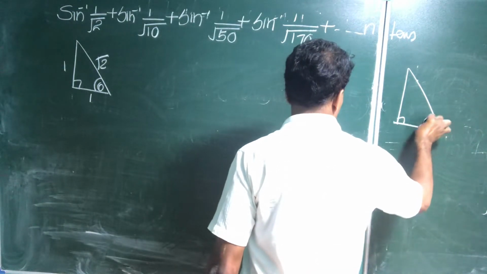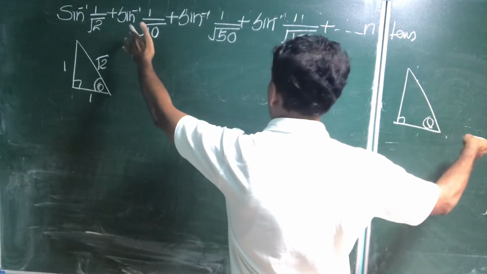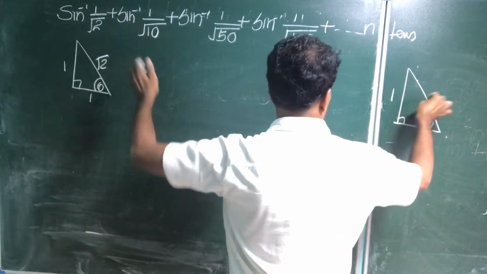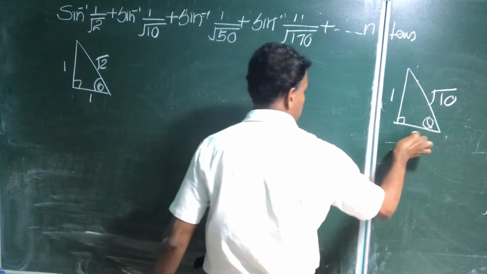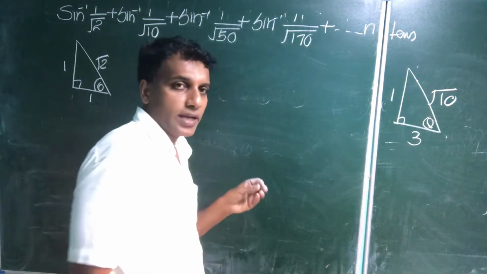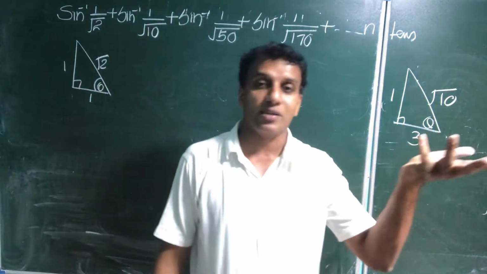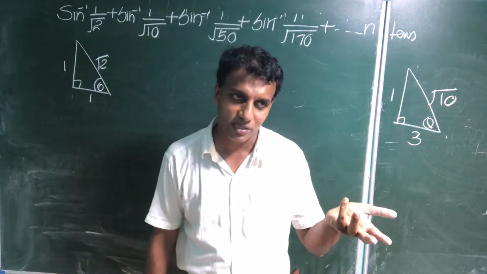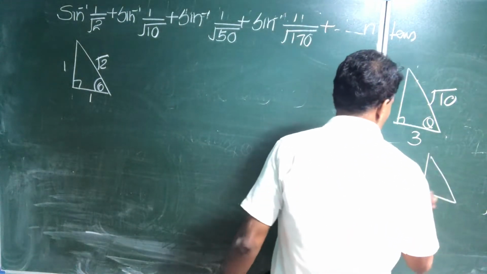Or the second one. If I say theta or alpha, whatever, this is rough work. What is sine inverse? Sine is 1 over square root 10, right? Therefore 10 minus 9, 3, here 3. So sine inverse 1 over square root 10 means tan inverse 1/3.